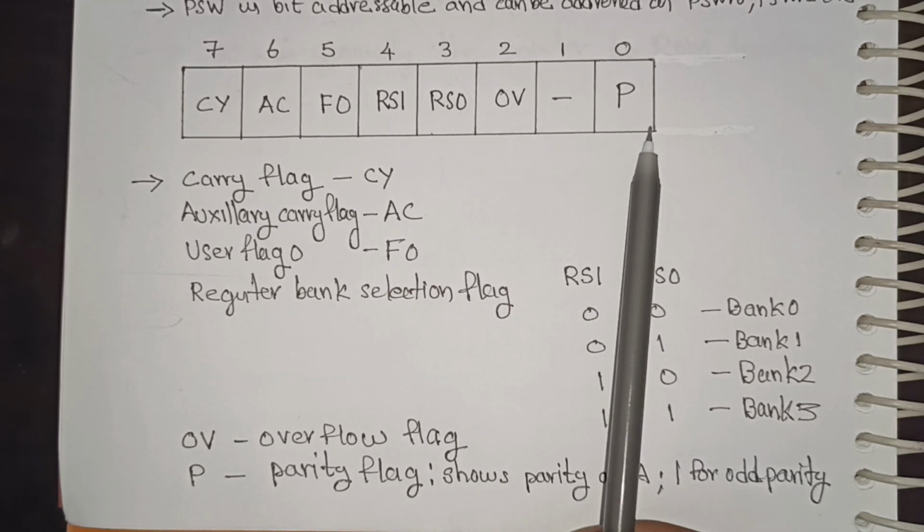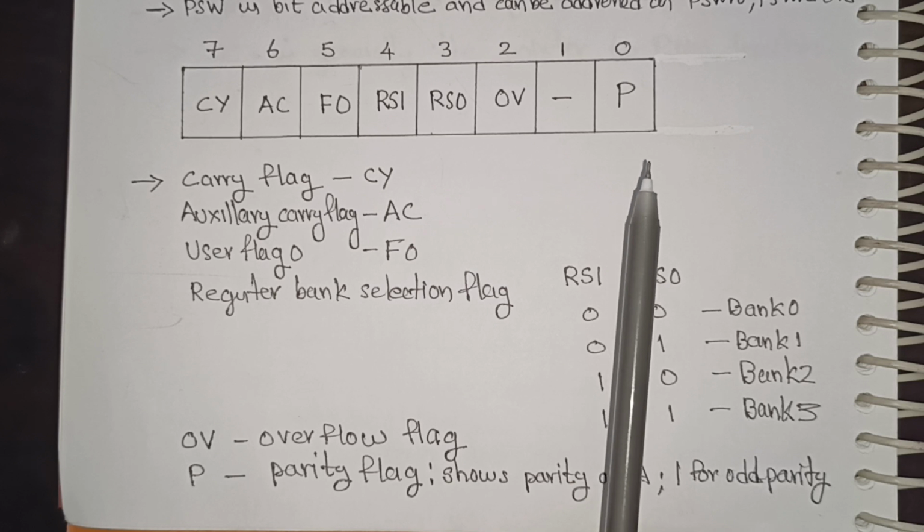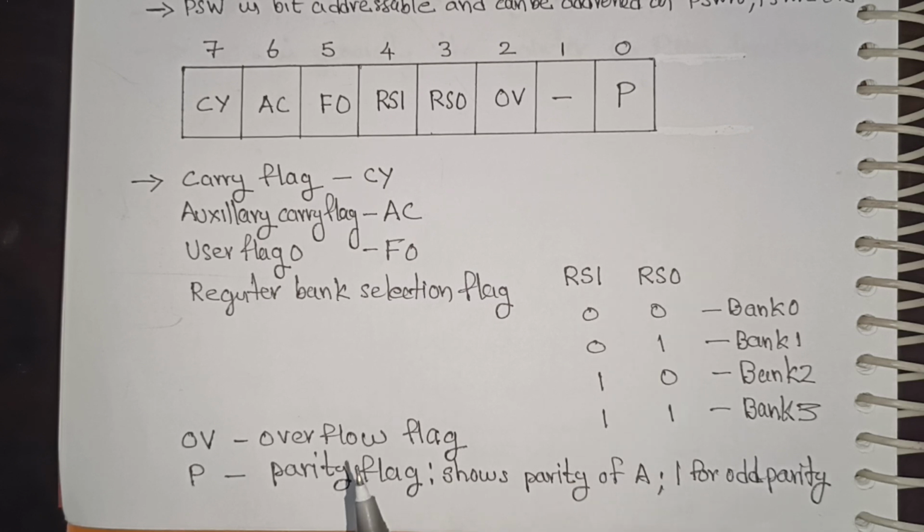Coming to the parity flag, the main register where the result of an operation is stored is our accumulator. The accumulator is an 8-bit register. If the number of ones in the accumulator is odd, then the parity flag is set to 1. If the number of ones in the accumulator is even, then the parity flag is automatically set to 0.